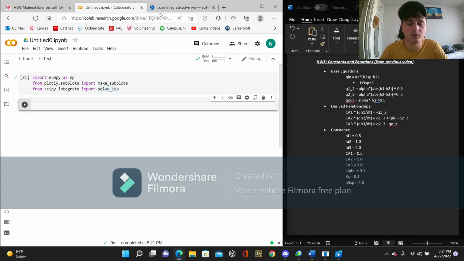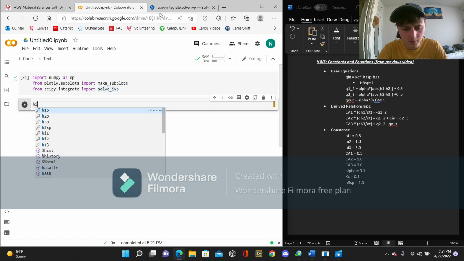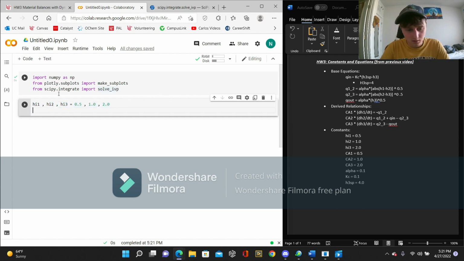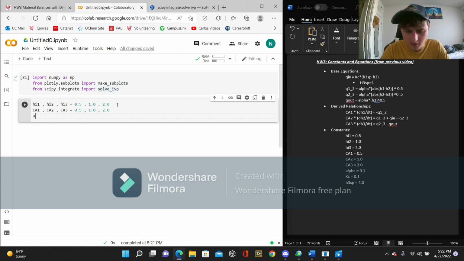Now, the first thing I like to do is always just get the constants out of the way. So we're going to make the initial heights, since this is an initial value problem, so we need to have our initial values listed. 0.5, 1.0, 2.0. I believe that's correct. Yes. And since our cross-sectional areas are the same, we can just do a little change. All right, and we have that down.